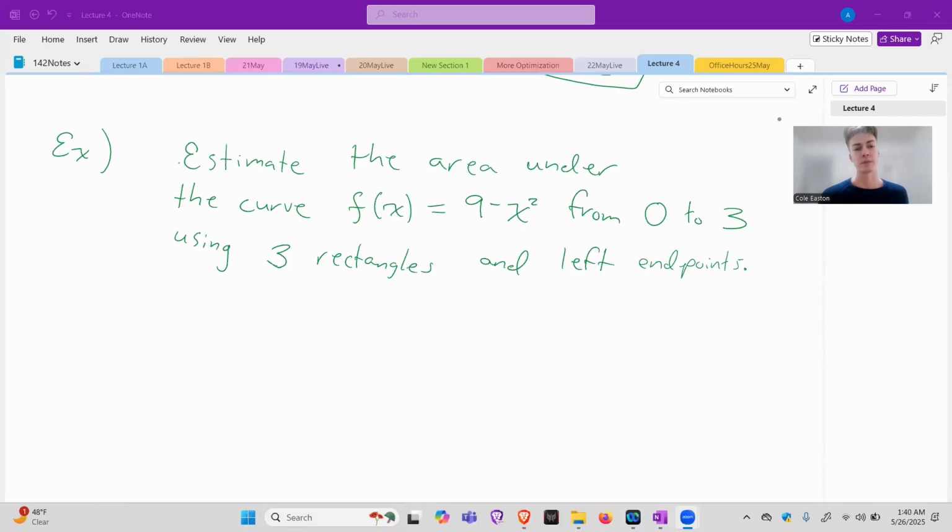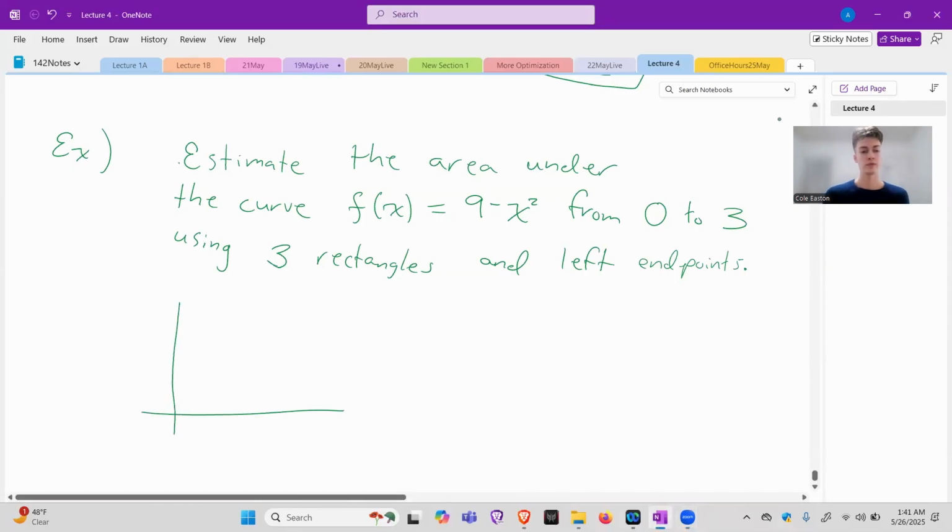So let's try an example. It says estimate the area under the curve f of x equals 9 minus x squared from 0 to 3 using 3 rectangles and left endpoints. Now, I don't think it's necessary to go back up and use those formulas, because those formulas were what we used to encode the process that we developed to estimate this area using rectangles. If we start with that formula, we're basically just working backwards to this process that we already know how to do. So I think it's better to just start by drawing a picture.